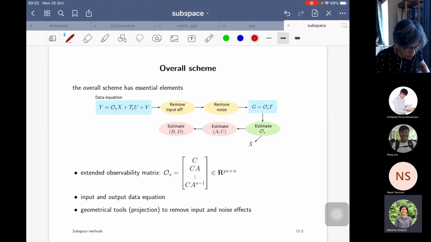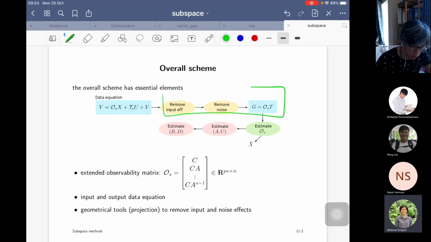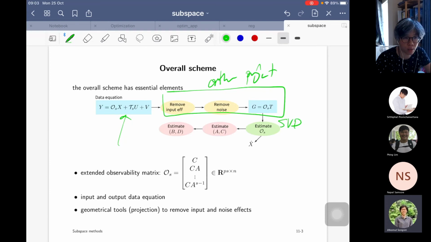Okay, this video clip continues from the first one as we give you an introduction of the subspace identification method. The method involves two main steps. The first main step is to remove the effect from input and effect from noise from the data equation. This step involves using orthogonal projection. And the second step is about performing SVD factorization on the matrix G.